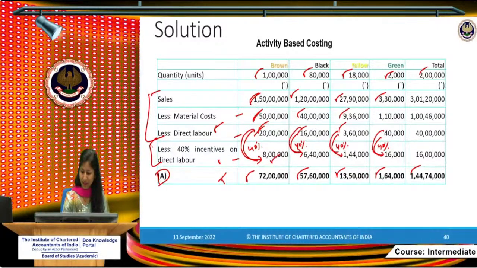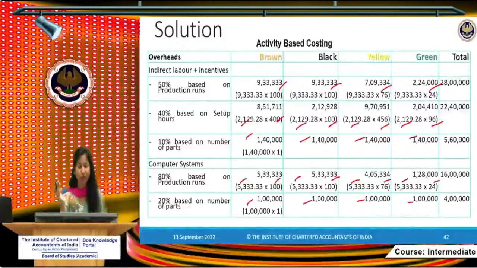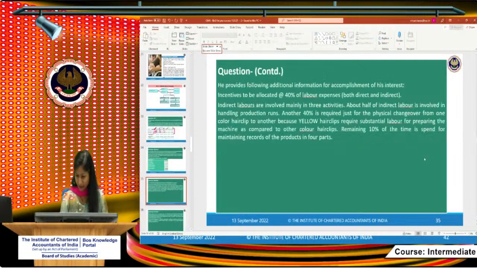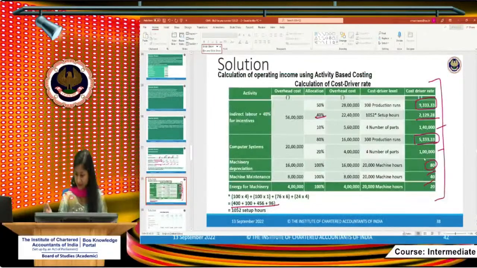Simultaneously, we would be doing all the remaining calculations of other products, and the balance would be this balance profit, not the actual profit. Actual profit we would be getting only after deducting the overhead, total overhead. How was the total overhead calculated? We already calculated the per unit driver rate. We just need to put this figure in.